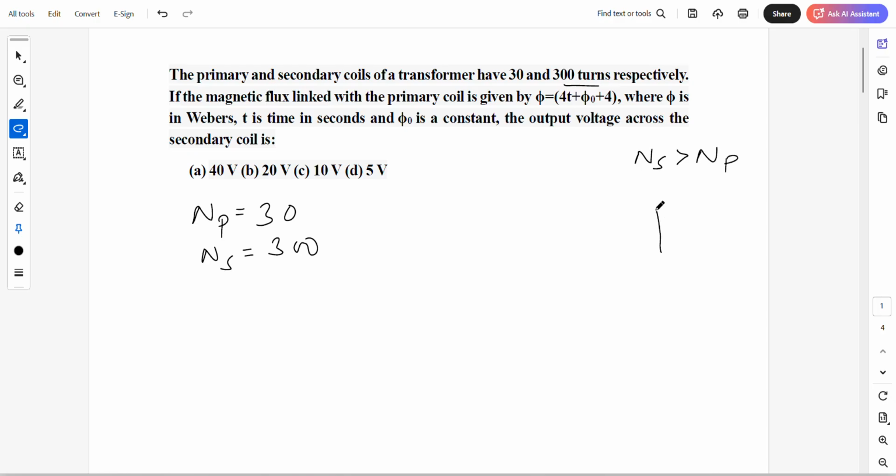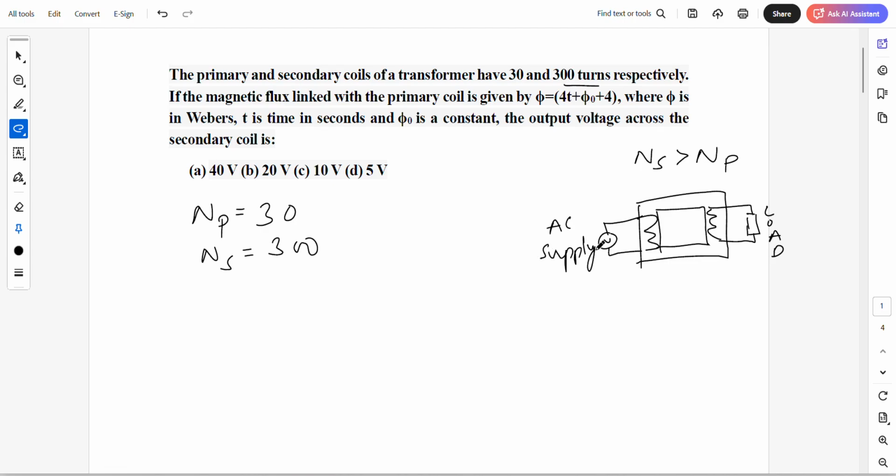So if this is a transformer, this is the core of the transformer. This is the primary winding and this is the secondary winding. This we have seen in the previous video. Here load is connected, and here AC supply is connected. Always AC supply is connected to the primary winding and load is connected to the secondary winding. Let number of turns in the primary winding be NP, number of turns in the secondary be NS.